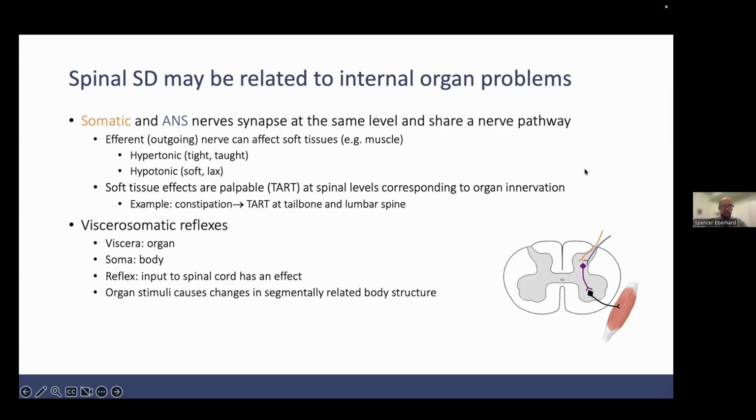So with this, when you have a dysfunction within an organ, per se, and it comes back to a certain spinal level, let's do an example of maybe a heart attack.